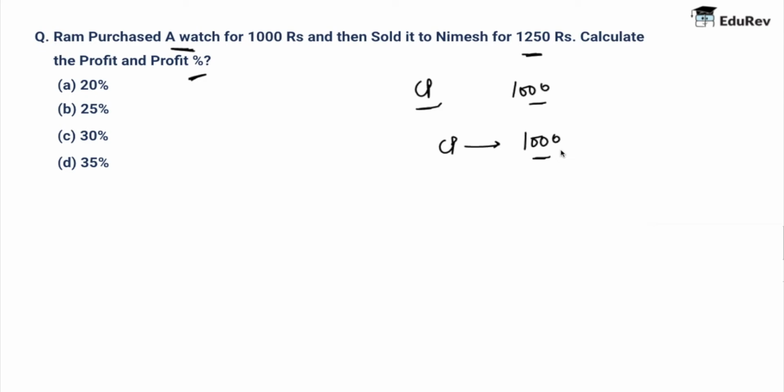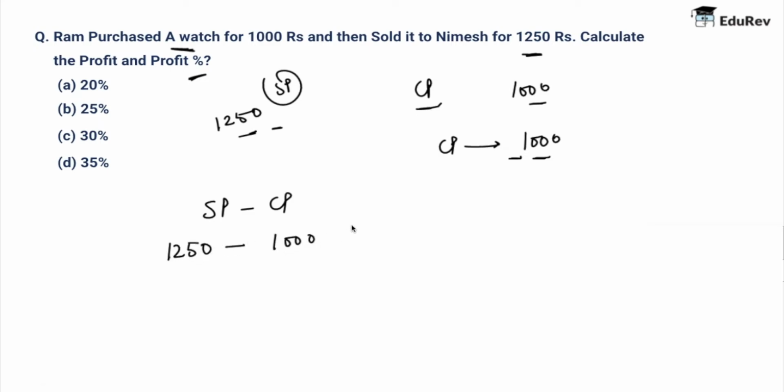And then he sells it at rupees what? At rupees 1250. Now you hear the word sell and you know that it's what? It's SP. So CP is 1000 and SP is 1250. Now profit, as I told, is nothing but SP minus CP. So profit is going to be SP minus CP. So SP is 1250 minus 1000 and that is going to be 250 rupees.